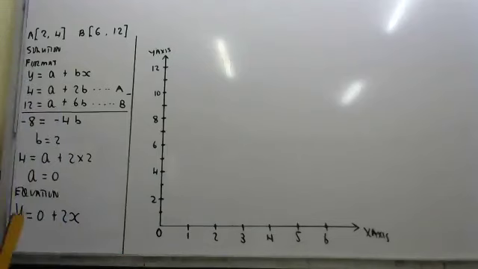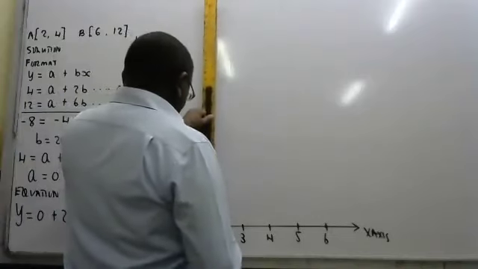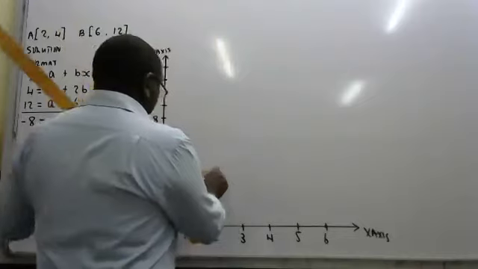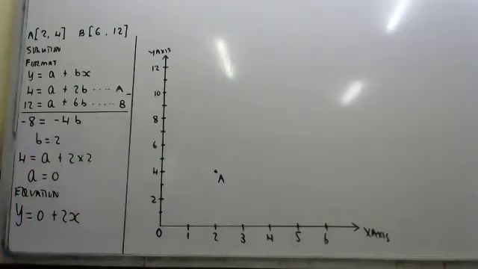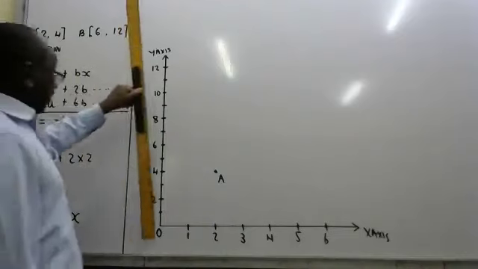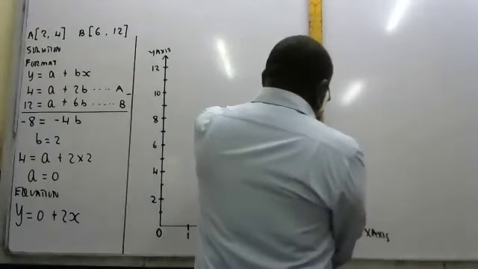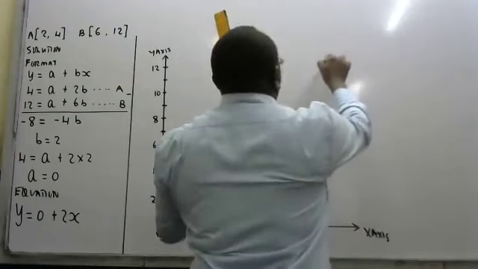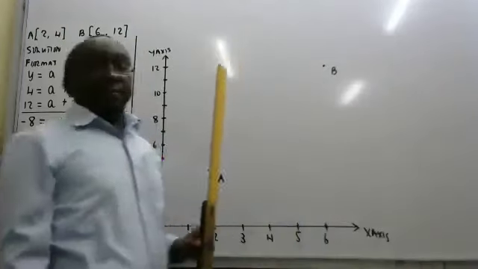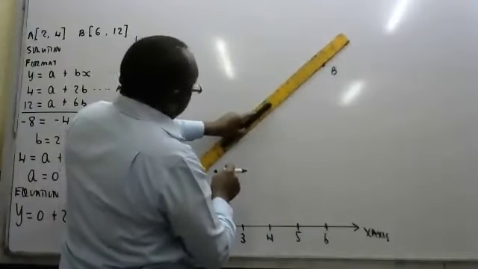Then I only require 2 points. So you get where there is a 2 and 4. So 2 and 4 are meeting here. This is point A. Then you get where there is 6 and 12. This point here is point B. Then connect the 2 points with a straight line.